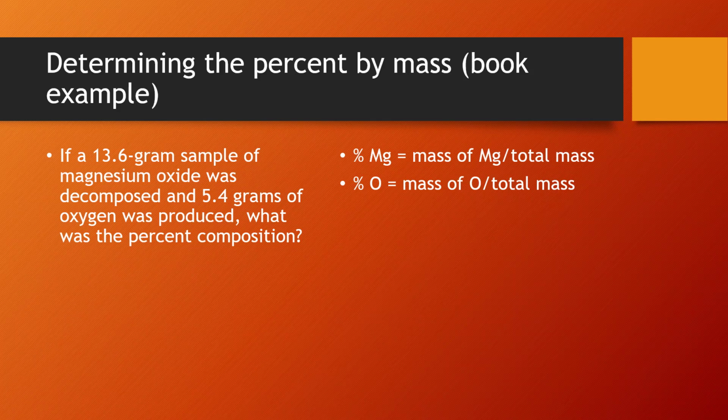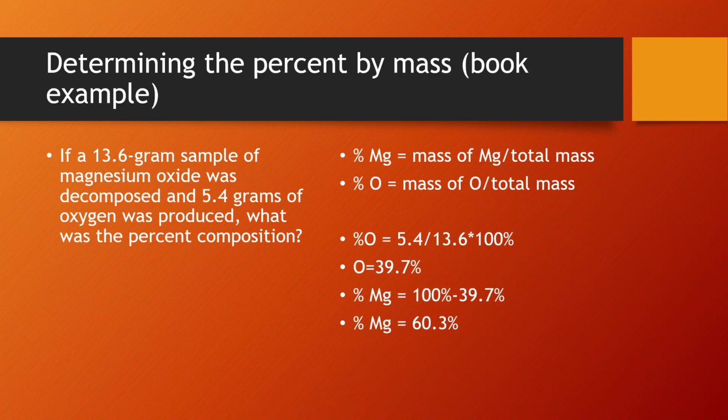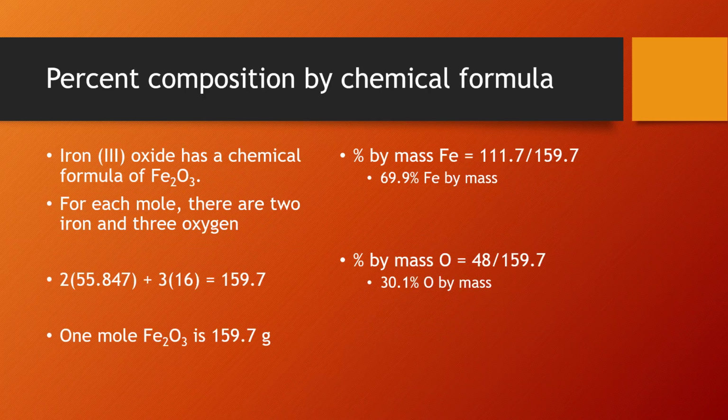So percent of magnesium is the mass of magnesium divided by the total mass. Percent of oxygen is the mass of oxygen divided by the total mass. So 5.4 grams divided by 13.6 grams times 100%, because it's a percentage thing, gives you oxygen is 39.7%. Whereas the percentage of magnesium is 100% minus 39.7, because everything has to equal 100%, and that's going to mean that the percent composition of magnesium is 60.3%.